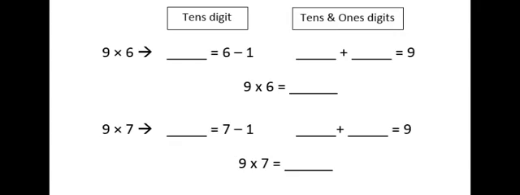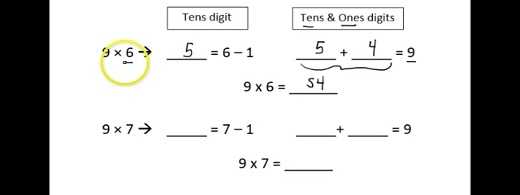Let's look at one more pattern. Here we're focusing on the digits in the tens place and the ones place again. So the first problem is 9 times 6. What we're going to do is we're going to take 1 away from the number that we're multiplying by 9. So 6 minus 1 is 5. That's going to be my tens digit. I know then that my tens digit plus my ones digit has to add up to 9. Well, 5 plus 4 equals 9. So 9 times 6, if I take those two digits, is 54.